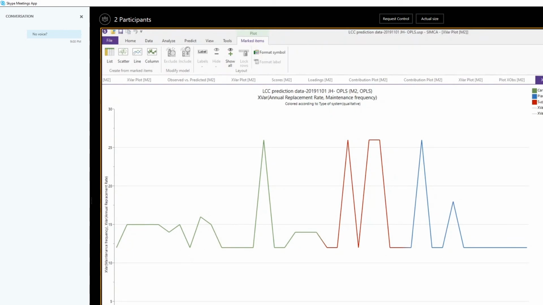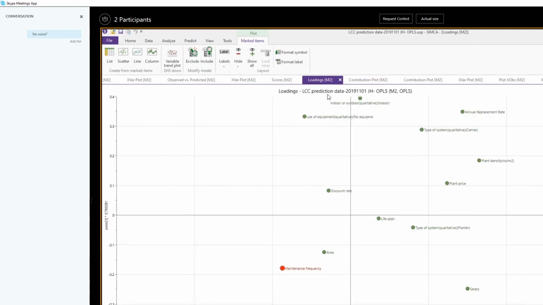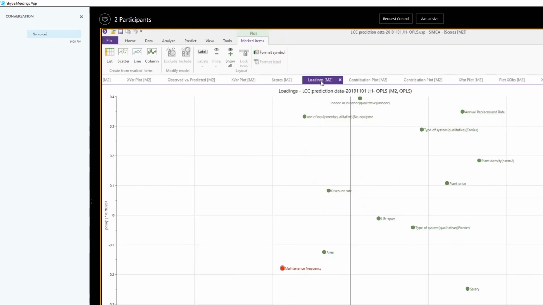So can we look at the scores plot? Yeah. This one, or the loading score? The scores. Yeah, the basic scores. What can we find from this plot? So basically what you do with this plot is you look at this plot in conjunction with this plot.